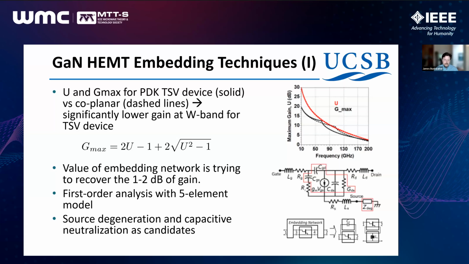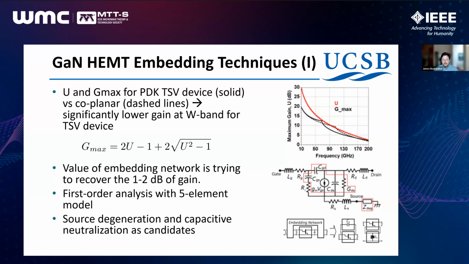And the value of the embedding network is, after losses, to try to recover a couple dB of gain from the device. And to understand how this embedding might be used, we start with a very simple model that provides some intuition for people who might be familiar with how the feedback behaves in a couple situations, but then more generally consider the trade-offs between those different embedding networks.